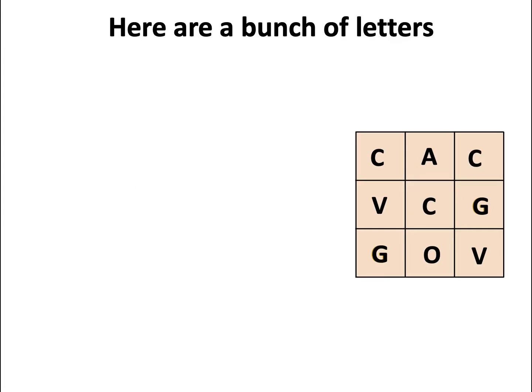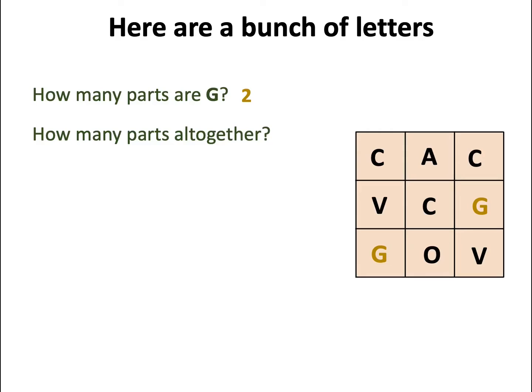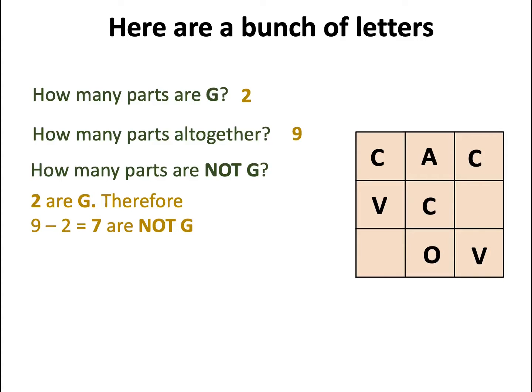Have a look at this question. How many tiles have the letter G? There are only 2 tiles that have the letter G. How many tiles are there altogether? There are 9 tiles altogether. How many parts are not G? Since we know there are 2 G's and we have 9 tiles in total, 7 tiles would not be G.